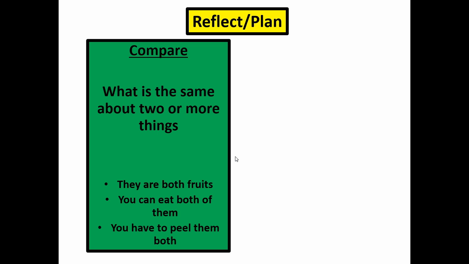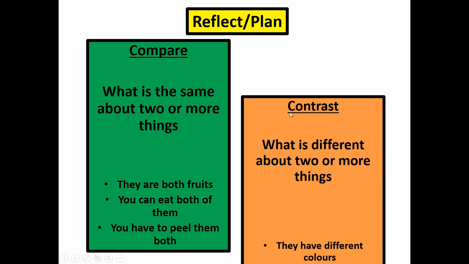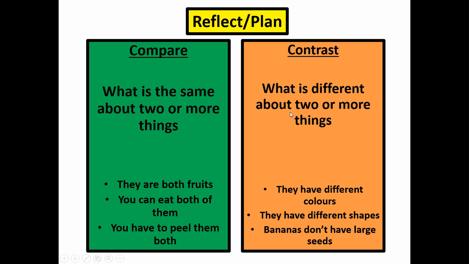So, comparing: what is the same about oranges and bananas? They said they are both fruits, you can eat both of them, and you have to peel them both, which is correct. And then, how are they different? In contrast, they have different colours, they have different shapes, and bananas don't have large seeds like oranges do. So you now know the information that you want to talk about.